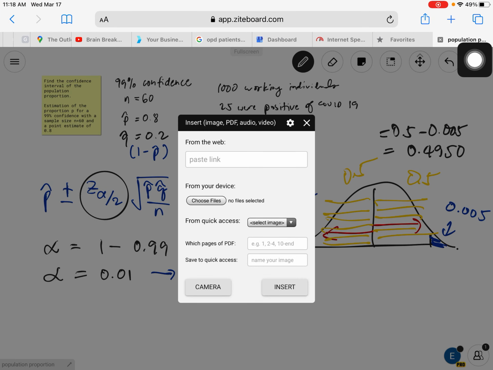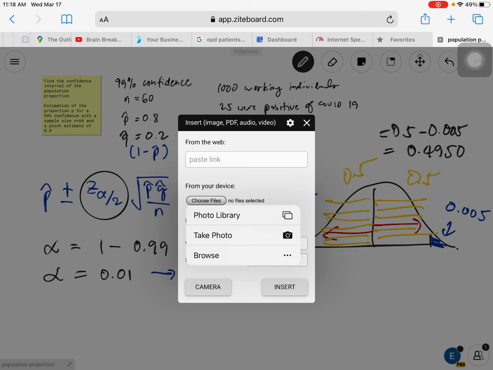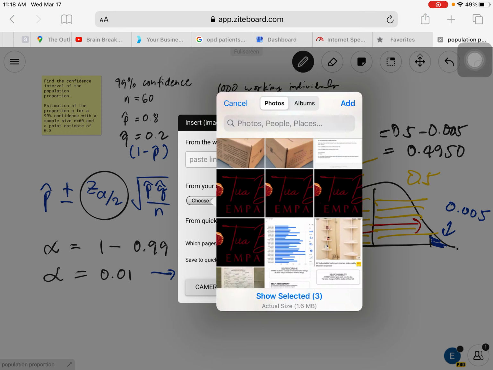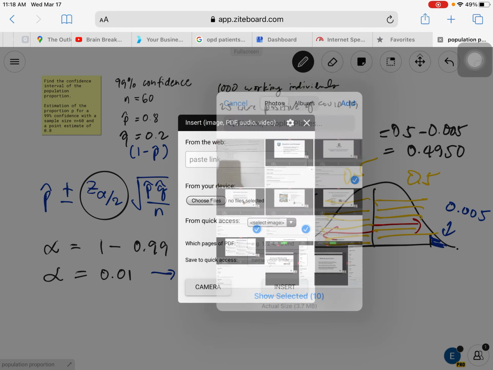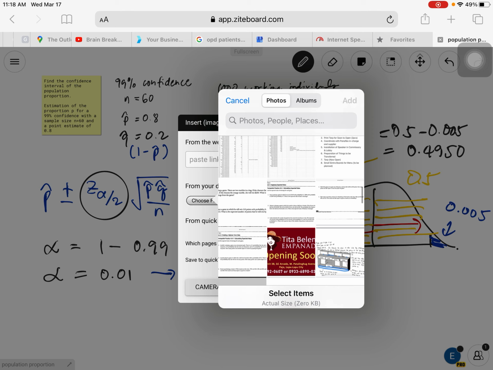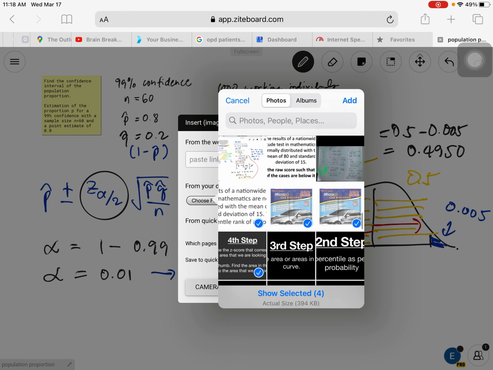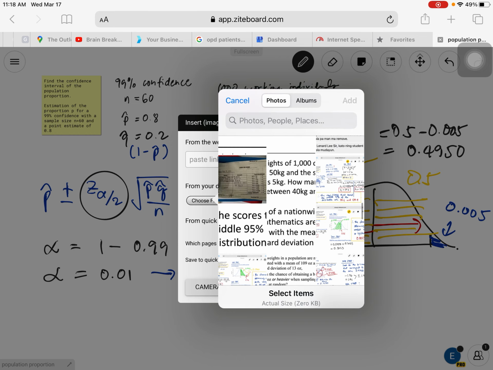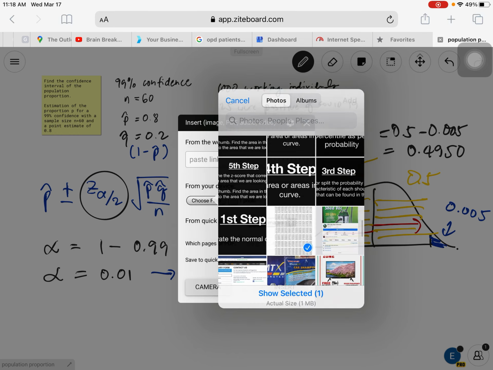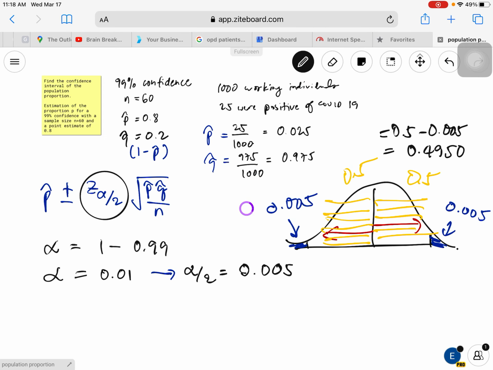Let's add the image so that it's easier to locate. Photo library, let's go, no, cancel, let's have this again. Here is the z table. We have the z table here, so let's wait for it to be uploaded.